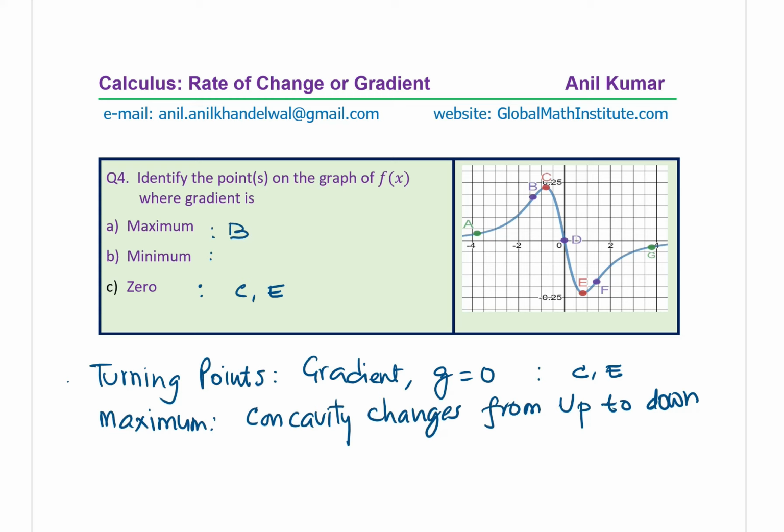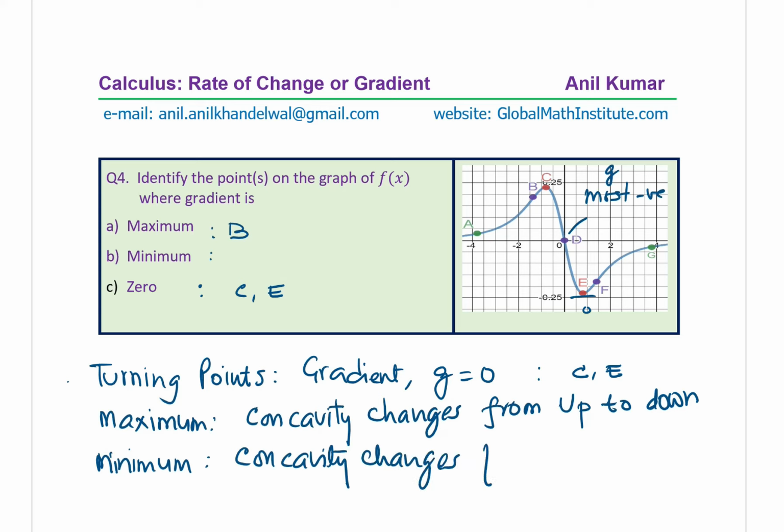Now, it's very clear where it should be minimum. It is going negative, negative, and it is most negative at this point. We're talking about the gradient g, and then it becomes 0 here, right? So from negative to 0, it increases. So it is minimum at D, right? So minimum when concavity changes from down to up. Concave down to concave up. Does that make sense? So that is the point D for us.